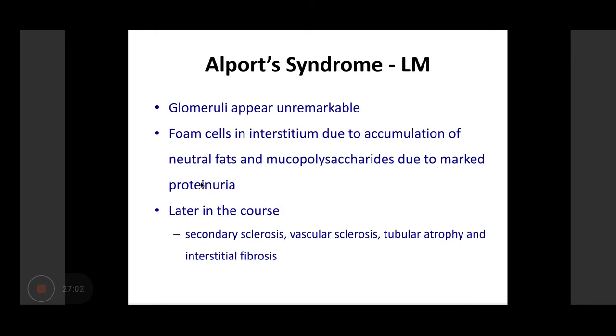So when you perform the kidney biopsy in these patients, the glomeruli on light microscopy will appear unremarkable. The only thing that you might see is some degree of foam cells in the interstitium because of accumulation of neutral fats and polysaccharides because of the proteinuria. In the later course of disease, obviously the patient progresses to all features of chronic kidney failure in the form of vascular sclerosis, tubular atrophy, and interstitial fibrosis.